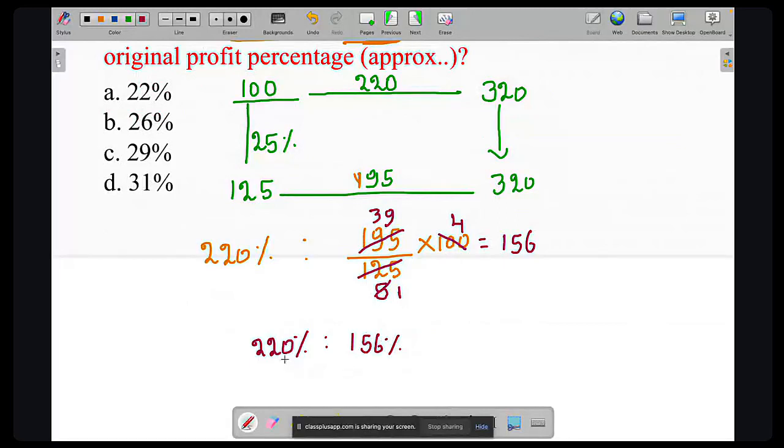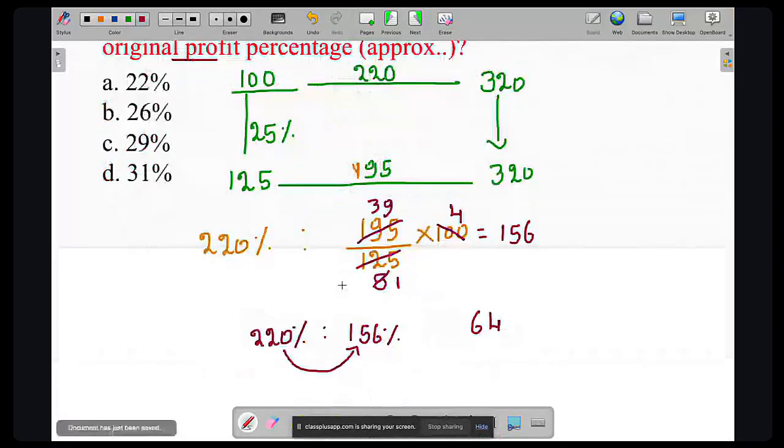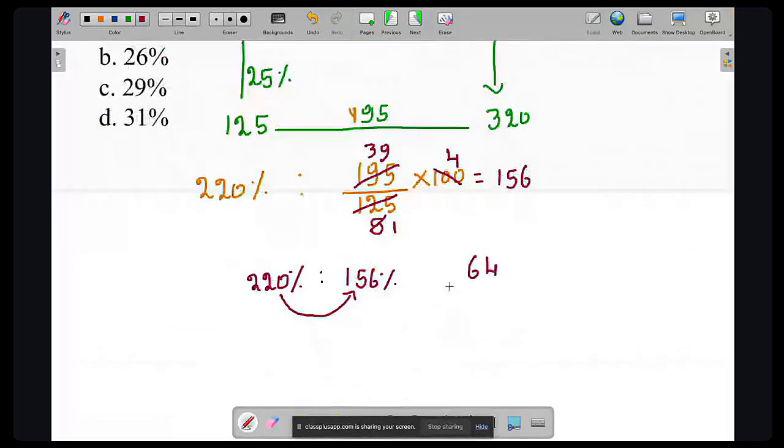Yes, sir. Now the question starts. Compare old profit and new profit, how much less? It is 64 less. New profit is 64 less. That's the question they're asking: new profit is how much percentage less than the original profit. New profit is 64 less compared to the original profit. Original profit is 220. Is it clear?